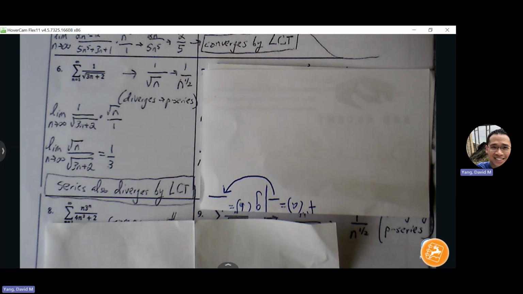Number 6, the comparison test is conclusive for this one. Because the simpler series diverges, we know the one that we're testing also diverges.